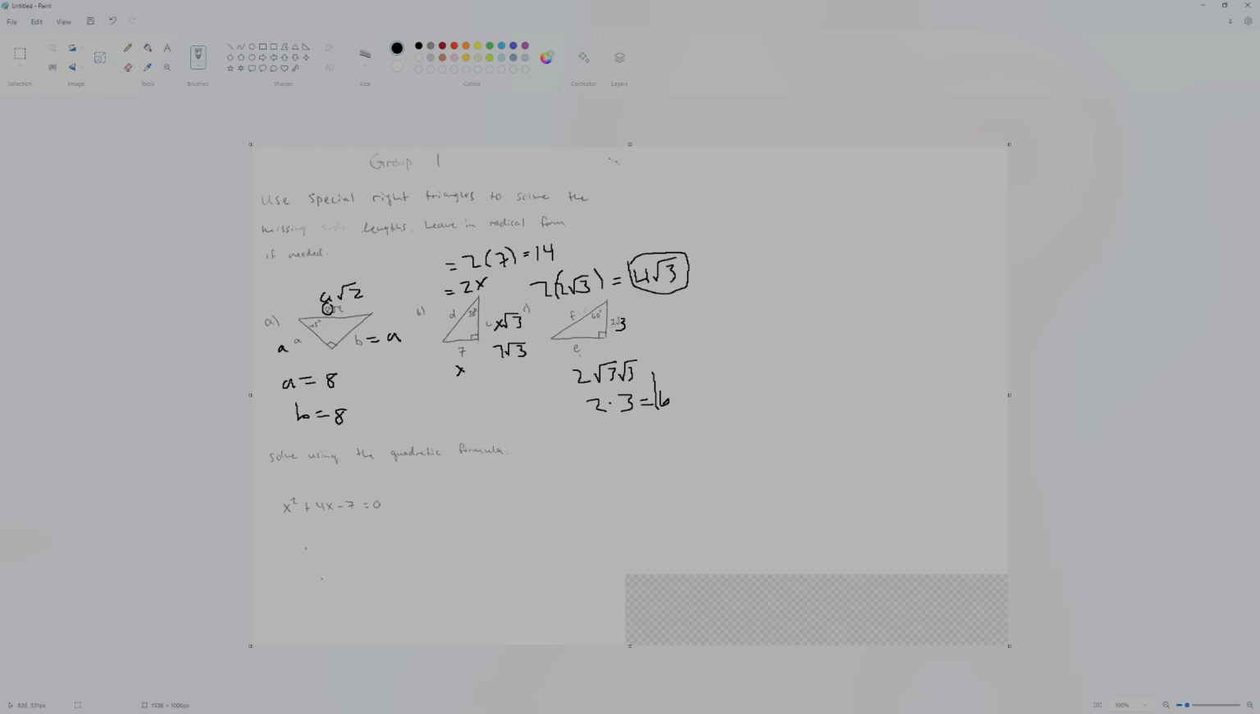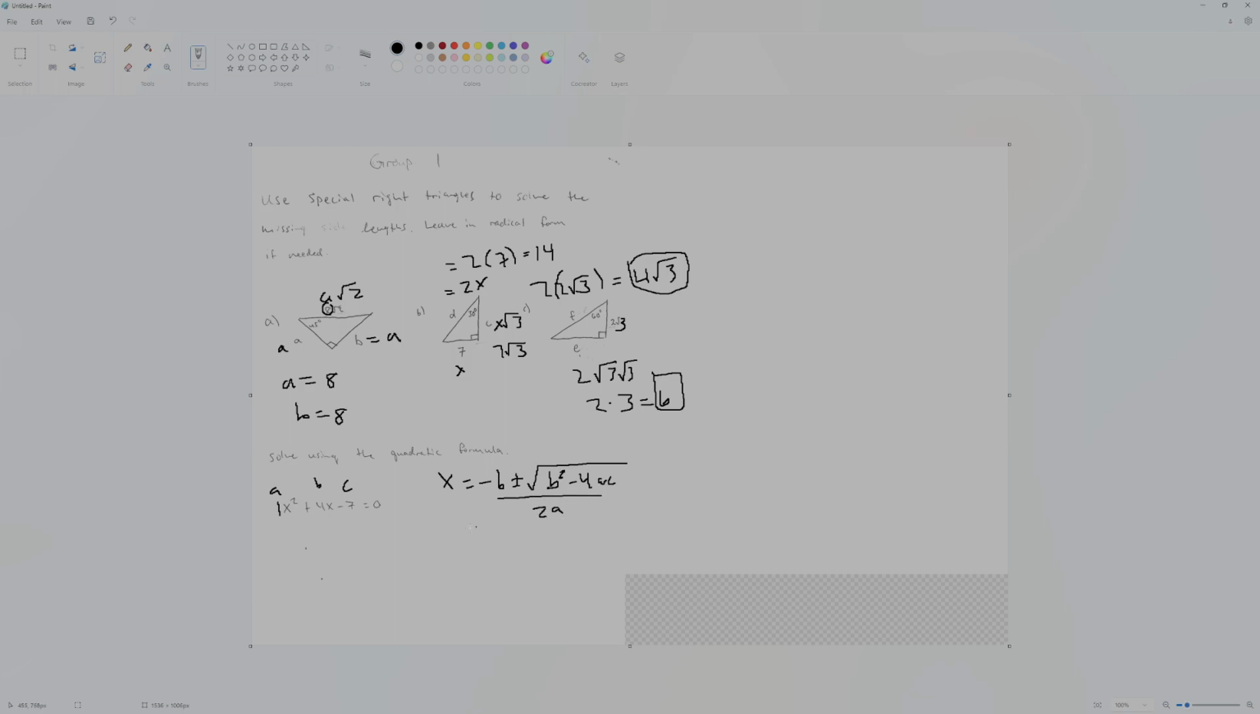Boom, and boom. Okay, and solve using the quadratic formula. Again, there's an invisible 1 in front of the x squared that you don't see. So this would be our A, our B, and our C. And we've got to follow the quadratic formula of x equals negative b plus or minus the square root of b squared minus 4ac, all over 2a.